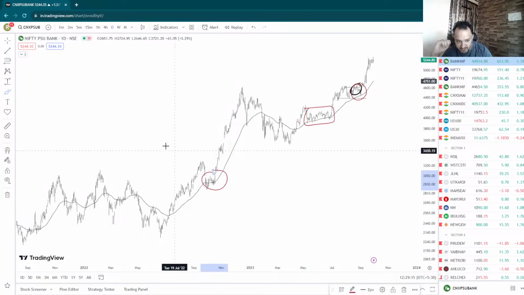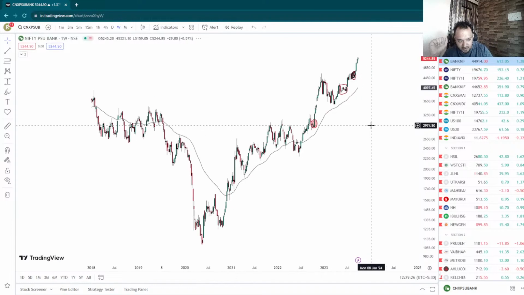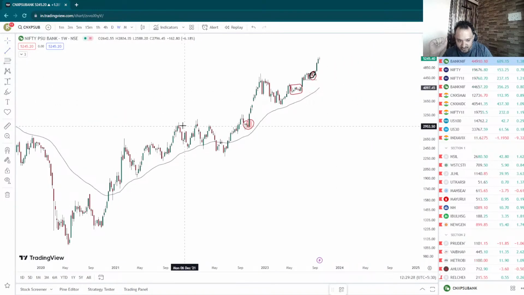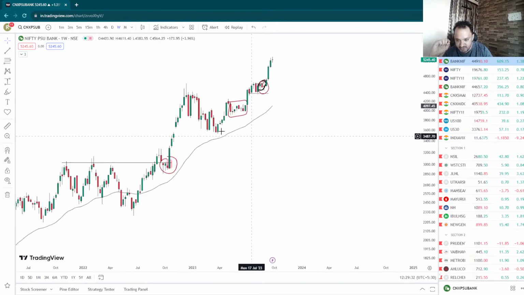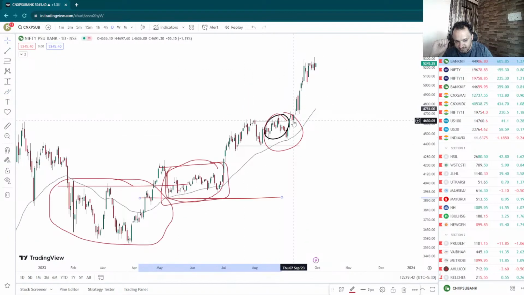So PSU banks actually have taken 3 trades in the past year. This was one of them. I had posted about it live as well. This was the strongest index. The weekly demand, weekly base. Actually posted about it on my Instagram as well. Then this was the next one. This base got broken out, holding the daily demand. And then this was the third one.